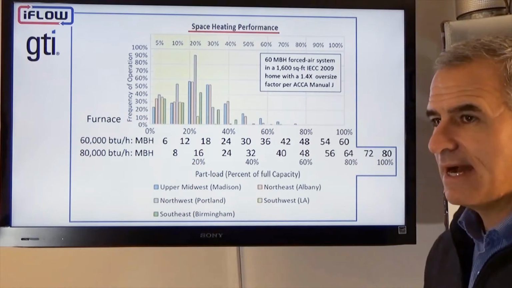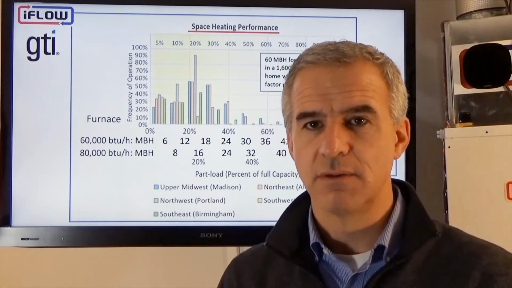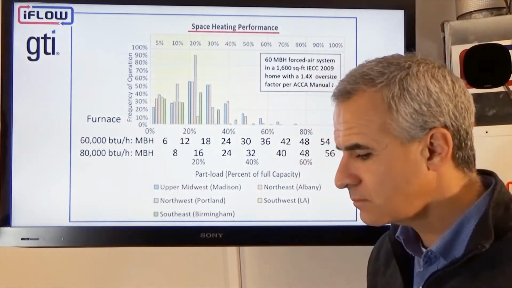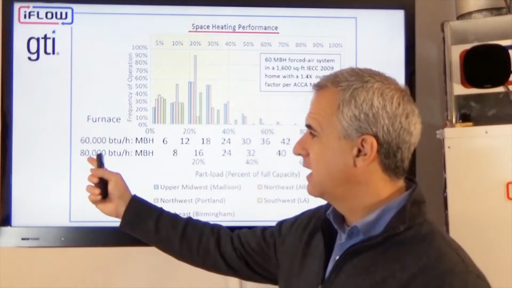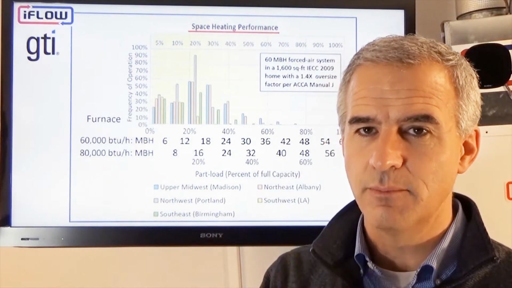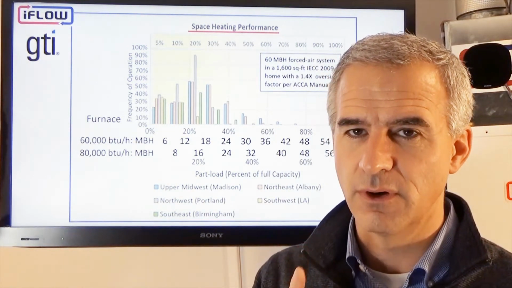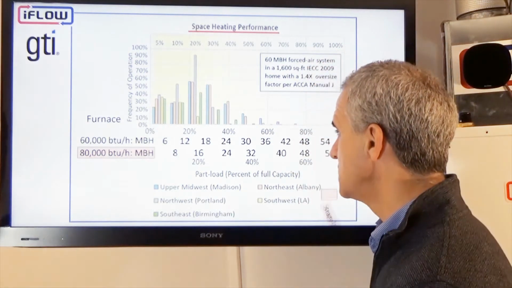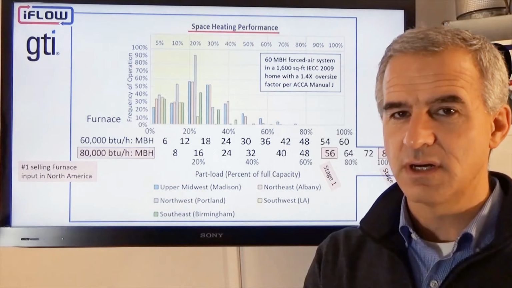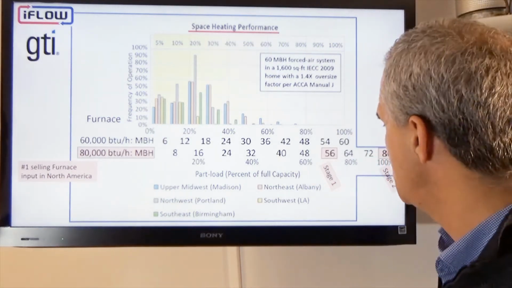let's look at how regular furnaces in the market will operate. So let's look at an 80,000 BTU furnace. Why an 80,000 BTU furnace? Because it's the #1 selling input furnace in North America. And we'll go to a 2-stage unit. So we're not even going to start at a single stage. We're going to go to a 2-stage unit.